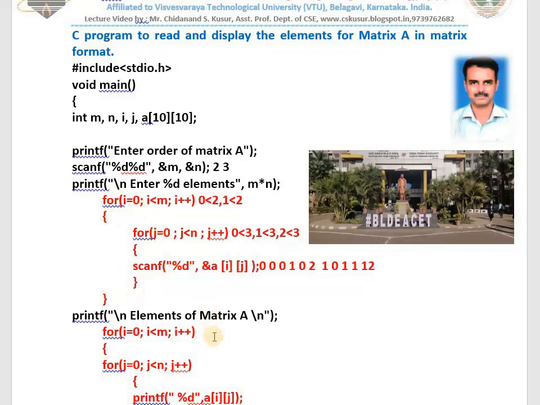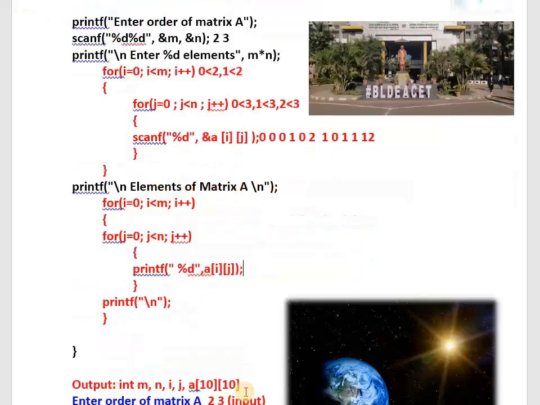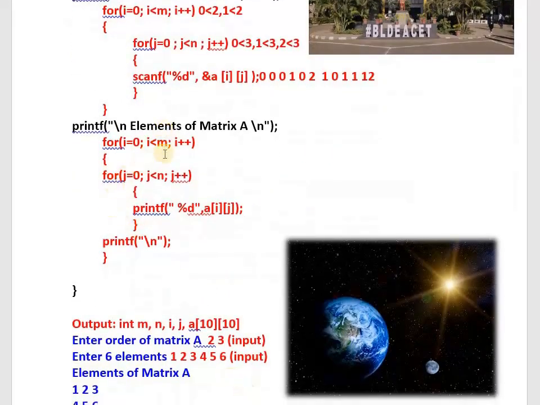The next task is to display it back on the terminal in matrix format. It is also very simple. Again we use the same for loops here. The outer loop is for m times, the inner loop is for n times. Here we are reading, here we are printing. First, 0 less than 2, yes, then 1 less than 2, yes. The inner loop works how many times? 3 times every time. 0 less than 3, yes, 1 less than 3, yes, 2 less than 3, yes.